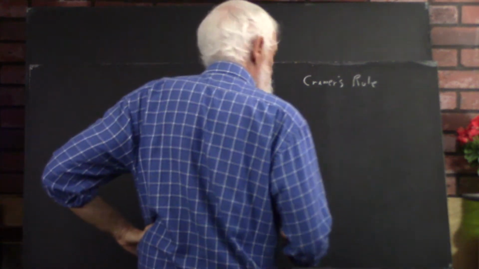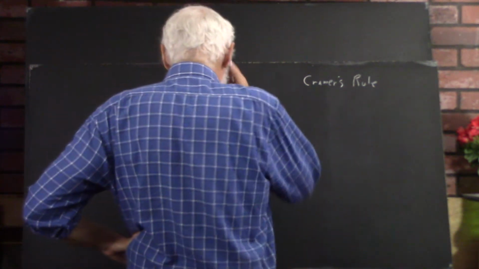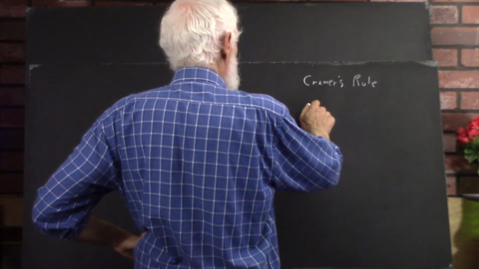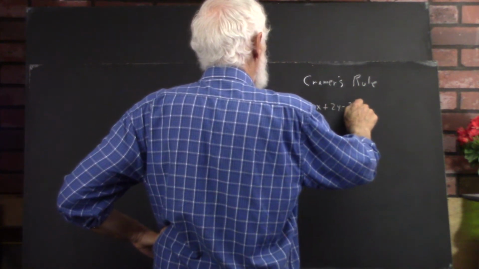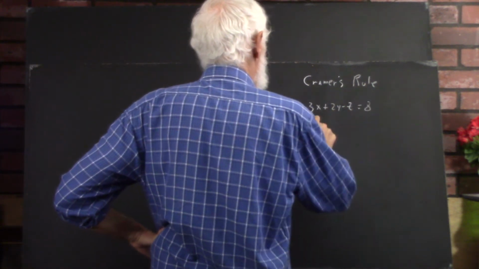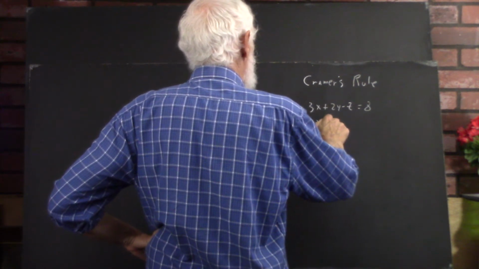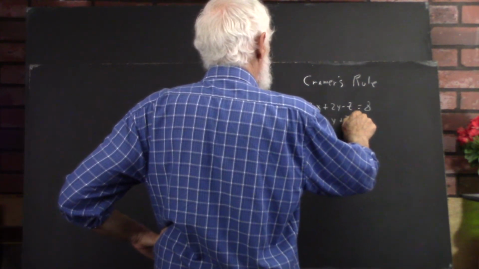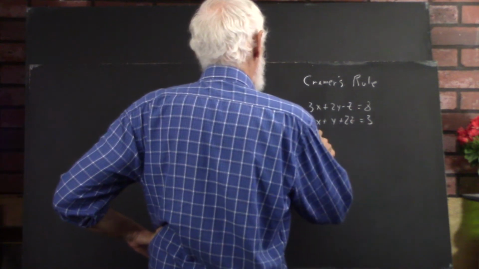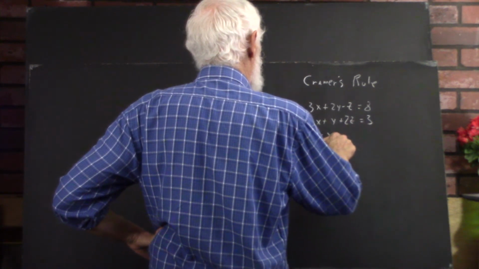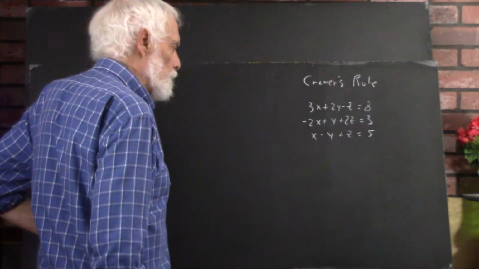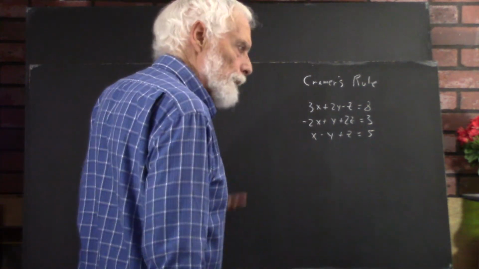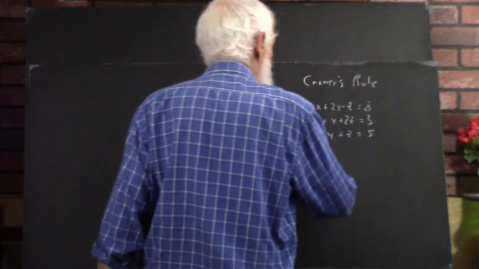So, if I have a system of equations, and let's take a system of 3 equations, 3x plus 2y minus z equals 8, negative 2x plus y plus 2z equals 3, and x minus y plus z equals 5, and I hope none of those is a multiple of any of the others, but if it is, we'll discover it. Okay?